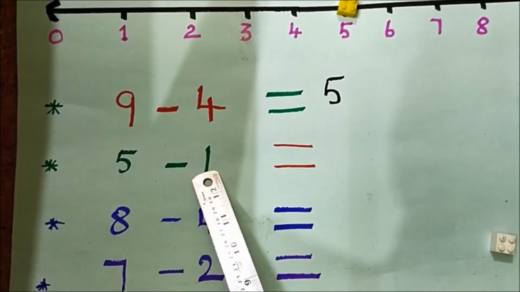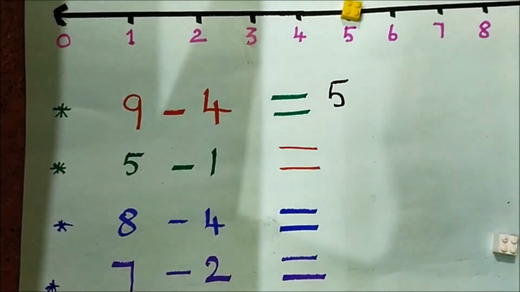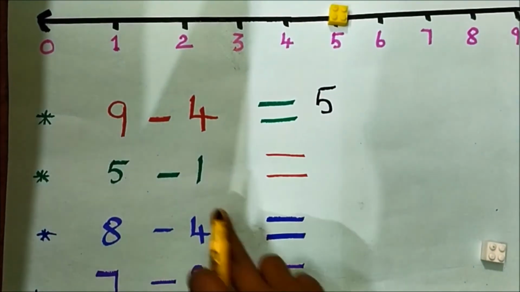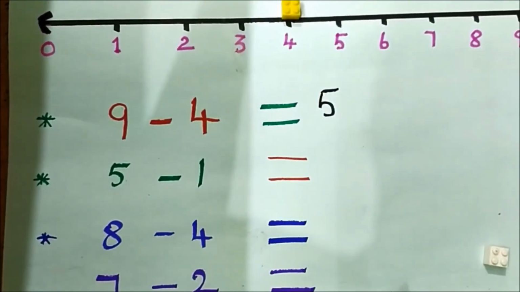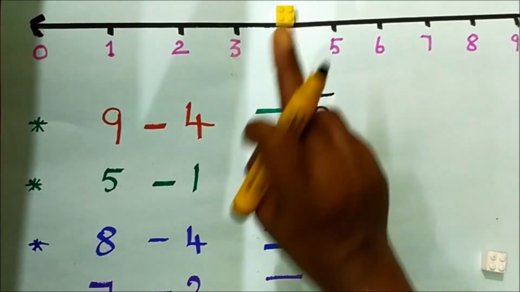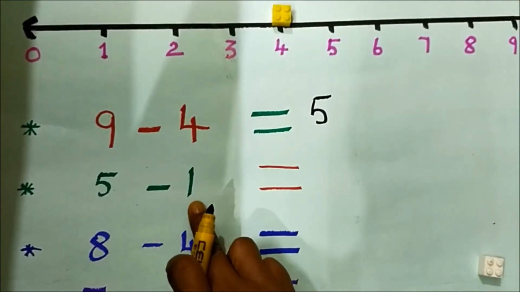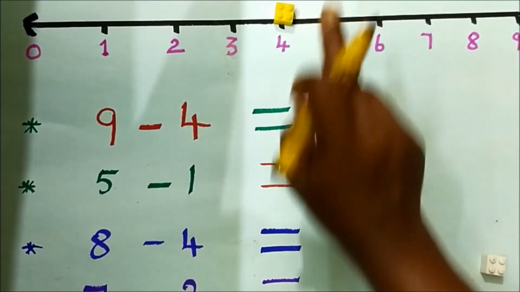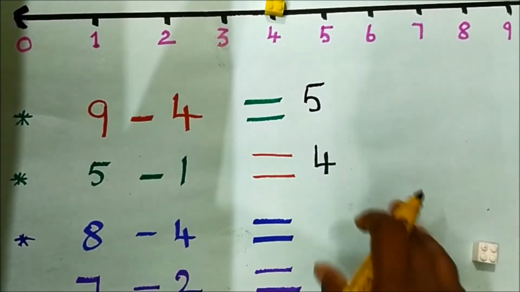What is the next sum? 5 minus 1. Now we are at 5, and we have to move 1 move. So 5 to 4, 1 move. What is the answer? 4. So 5 minus 1 means we have to move backward 1 time, from 5 to 4. So the answer is 4. Yes, we got it.